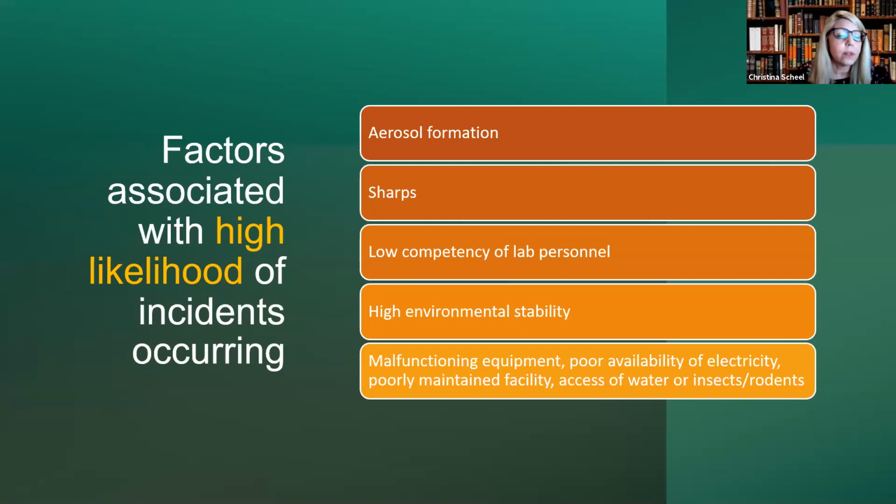Factors associated with high likelihood are aerosol formation, the use of sharps, low competency of laboratory personnel. If your pathogen has high environmental stability and lingers on surfaces, that will increase likelihood of an incident. Any equipment that malfunctions, if there's poor availability of infrastructure and services, or if you have breaches in your building, that is also a high likelihood factor.